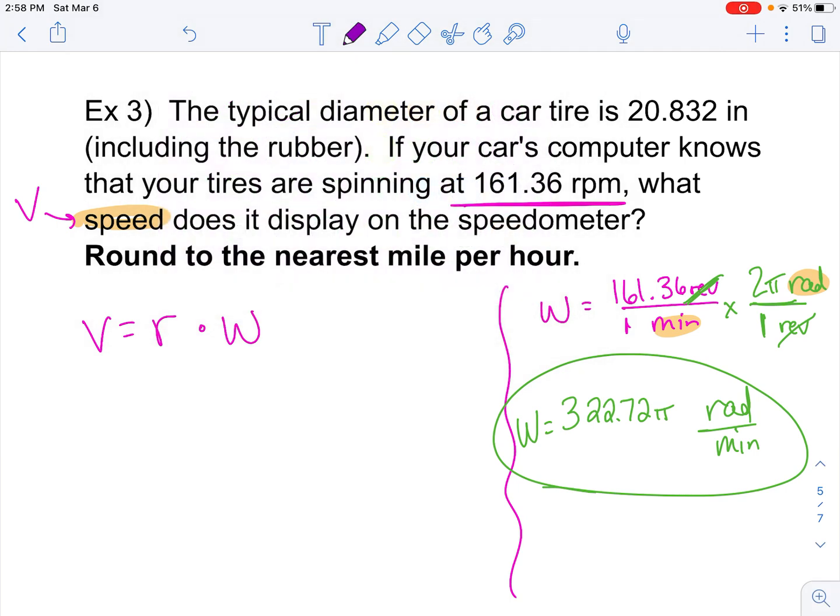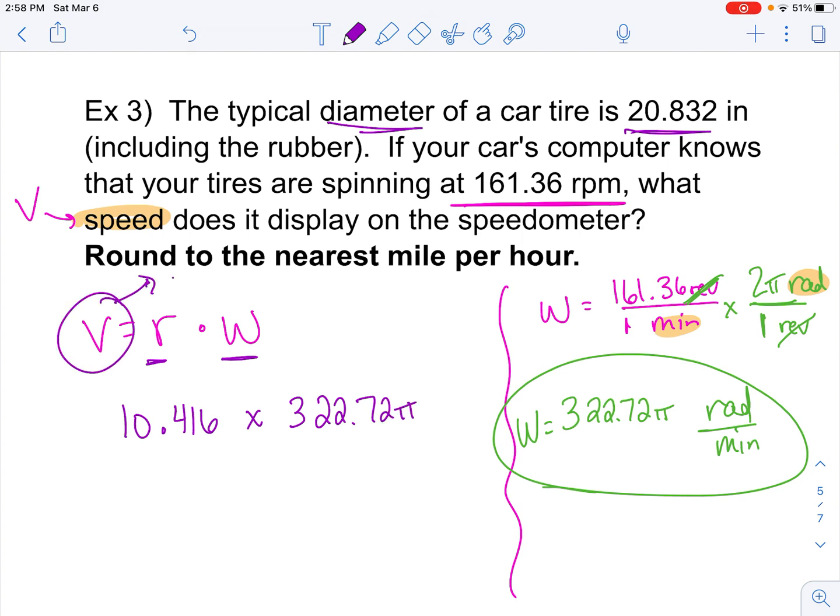So all I have to do now is go back to this formula. I know the radius. I know the angular speed now. The only downside, it says the diameter is 20.832, so I've got to cut that in half. So that gives me 10.416. And then I'm going to multiply it by the angular speed, which is 322.72 pi.